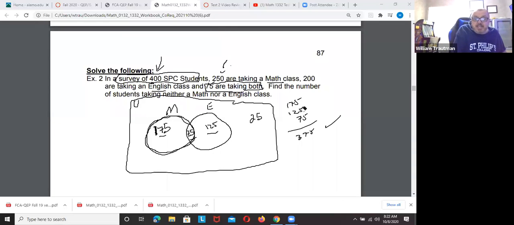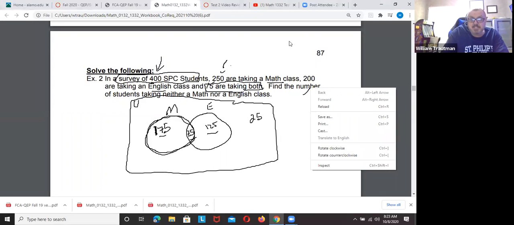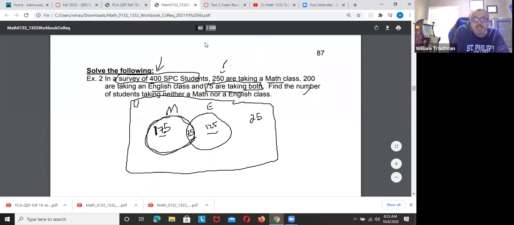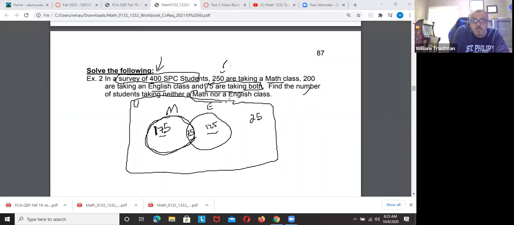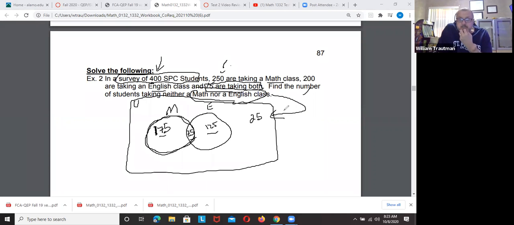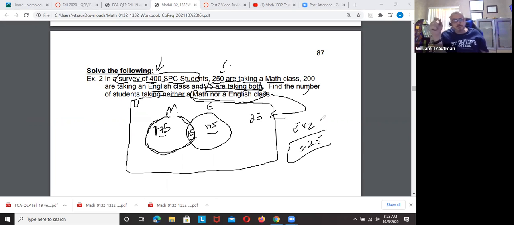And now if they ask me any questions, I should be able to answer them. Okay, let's see. Oh, it says find the number of students taking neither math nor English. And that answer is 25. Those people are neither taking math or English. They're not taking math and they're not taking English. So the answer to example 2 equals 25. 25 people total.